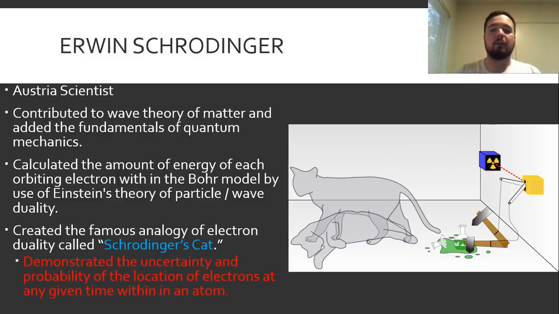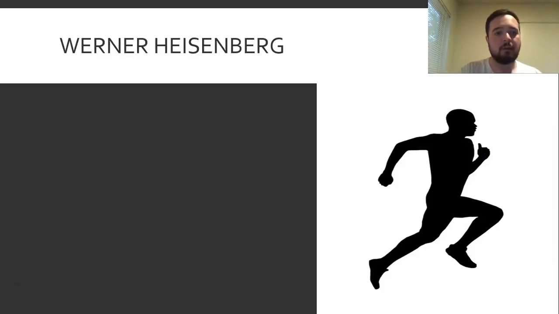Again, it demonstrates the uncertainty and probability of the location of electrons at any given time within an atom. If you look at it as a wave, it has multiple crests. If you think of those crests as particular locations, and an electron has 3 crests in a wave function, then it can be in 3 different places at one time. So that's what he was trying to get across. It's a little bit more advanced, but that's what he was shooting for. We'll go further into that in class if we need to.